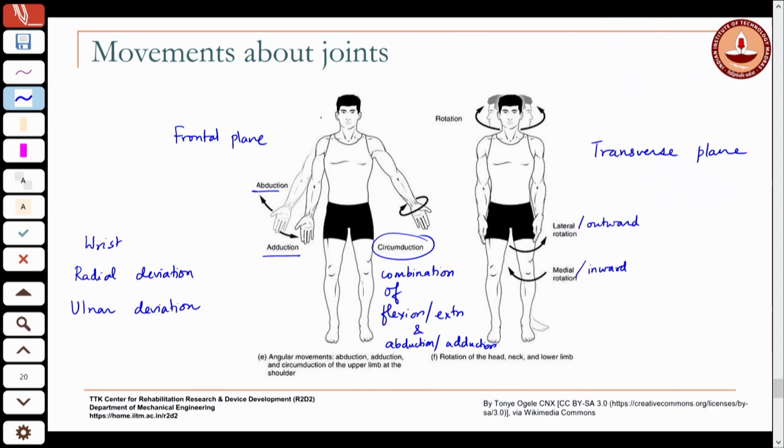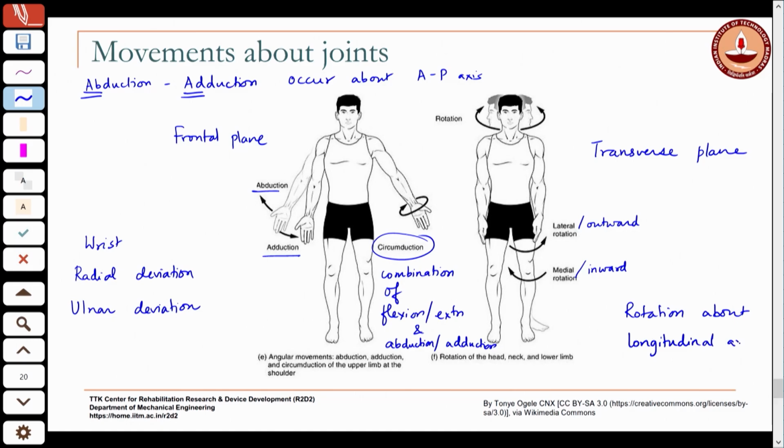Similarly, abduction, adduction, note the spelling, occur about the AP axis because they occur in the frontal plane, and rotation occurs about the longitudinal axis. Okay. Circumduction is of course a complex motion, it is a conical type of motion.